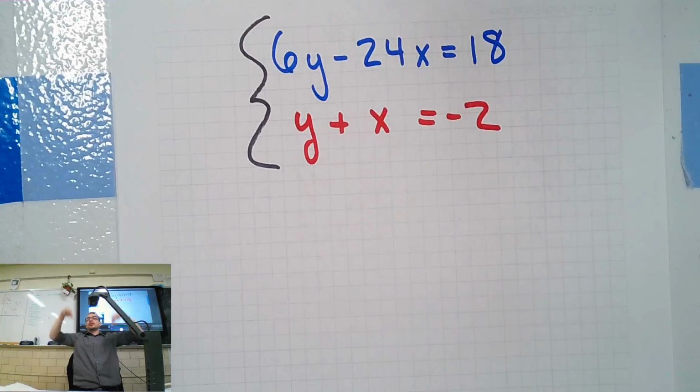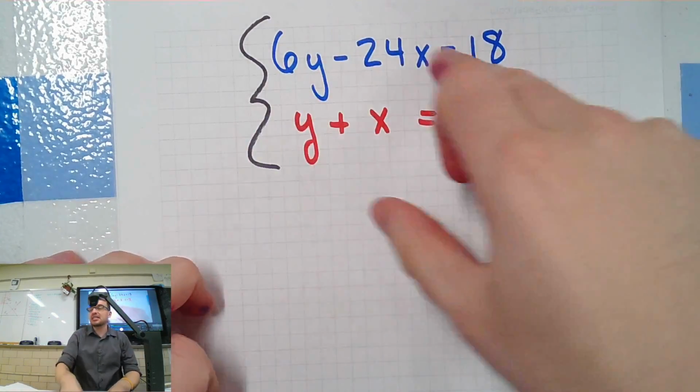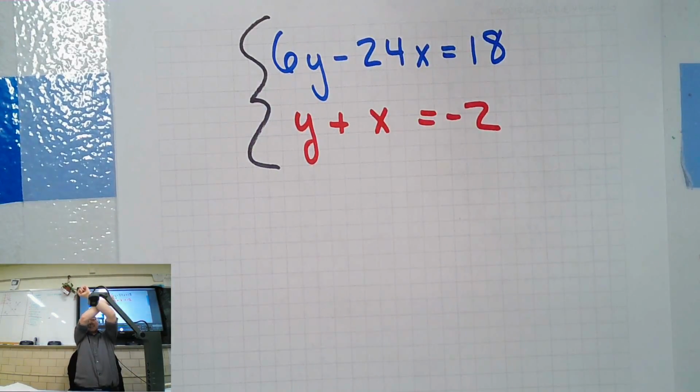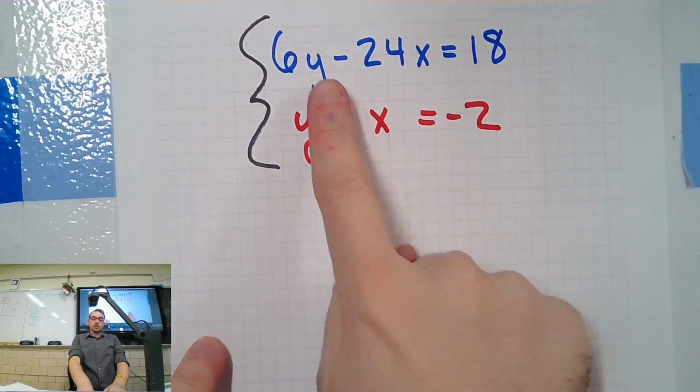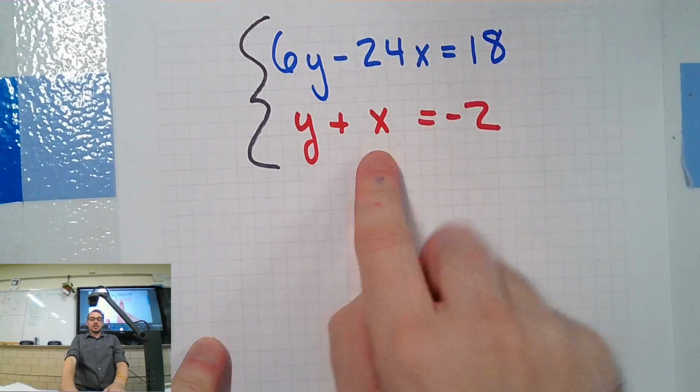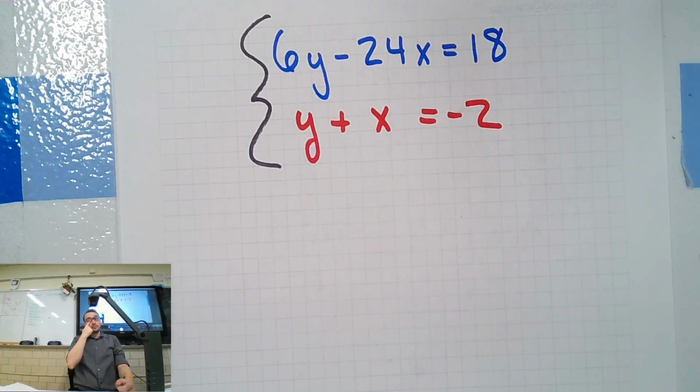What we're trying to do is figure out where these two lines intersect. In other words, where they share a solution. What's the solution that works for this one and this one? The same x, the same y. So here's how we're going to do it.